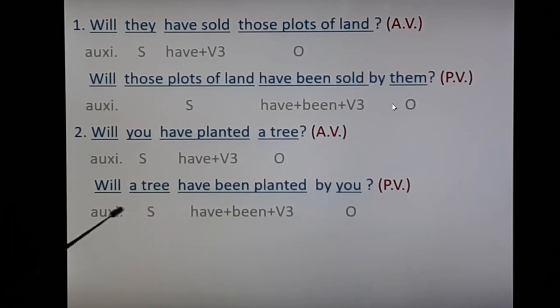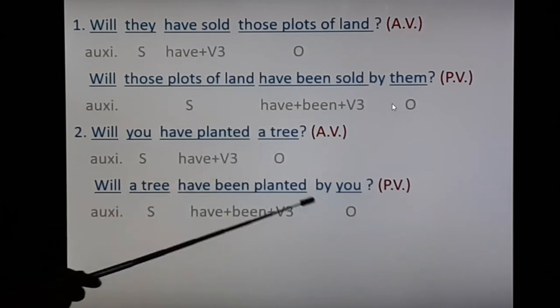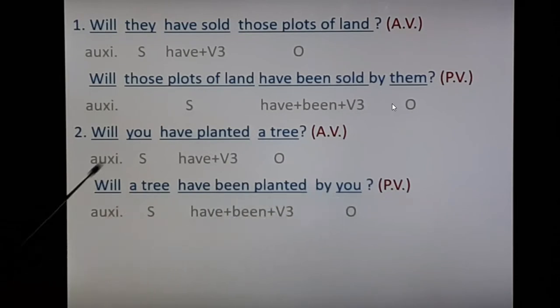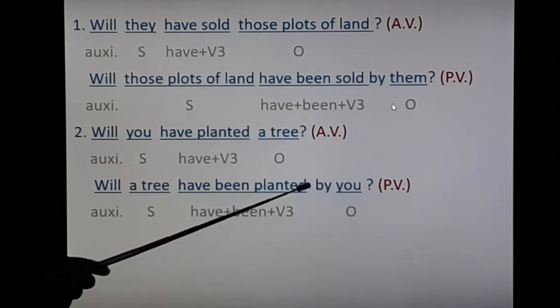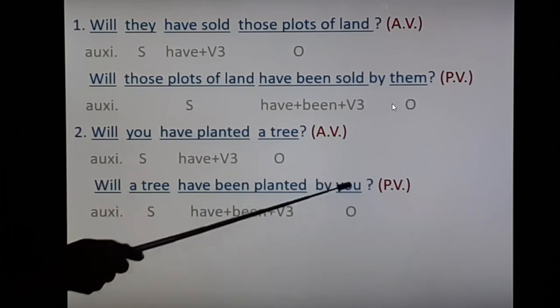Let's see passive voice. Will a tree have been planted by you? Then put question mark. Will auxiliary verb, a tree, an object in active voice, becomes subject in passive voice. So a tree. Then have you have to put, then been you have to add here because we are framing passive voice. That's why. Then V3 form. Then by and you, question mark.